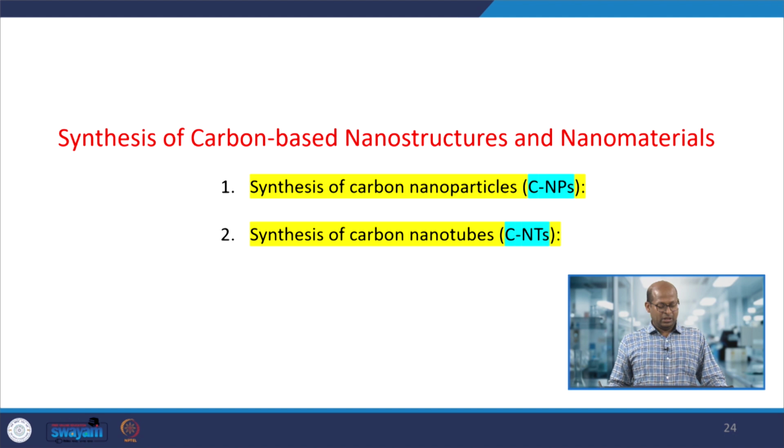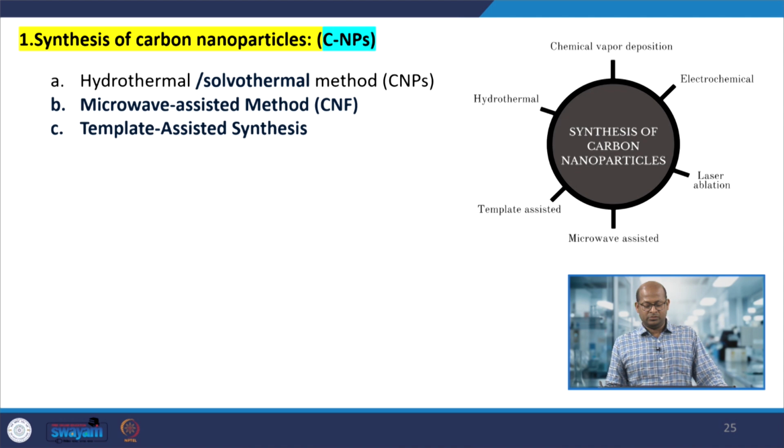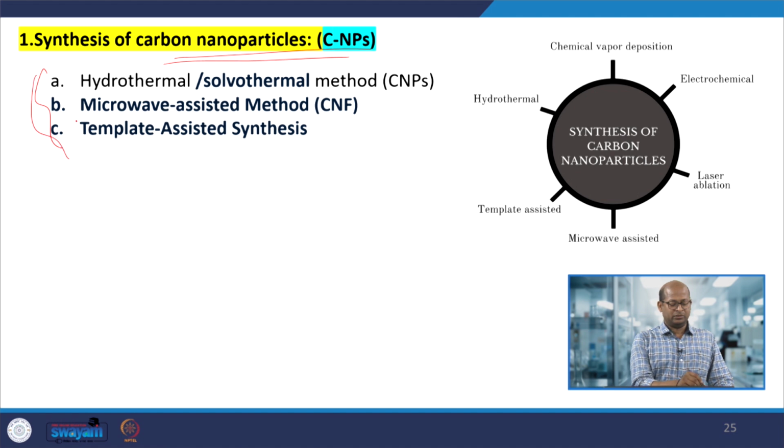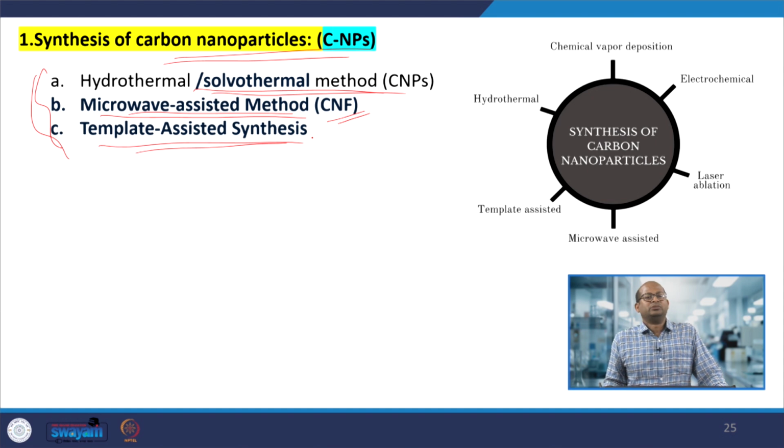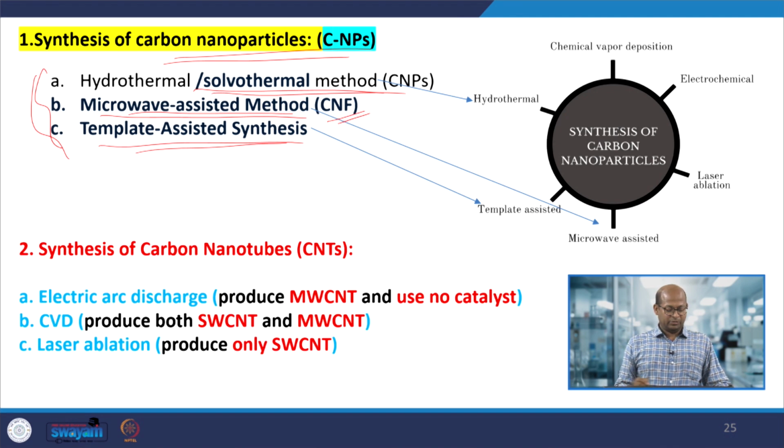Already a few things we have discussed. Now, the synthesis of carbon based nanostructures or nanomaterials, that is nanoparticles or nanotubes, that we can prepare. A number of methods are available. If we want to prepare carbon nanoparticles, then these are the three methods. We can use solvothermal or hydrothermal methods, or microwave assisted methods, which can be used for carbon nanofiber formation, or template assisted methods, to prepare the carbon nanomaterials.